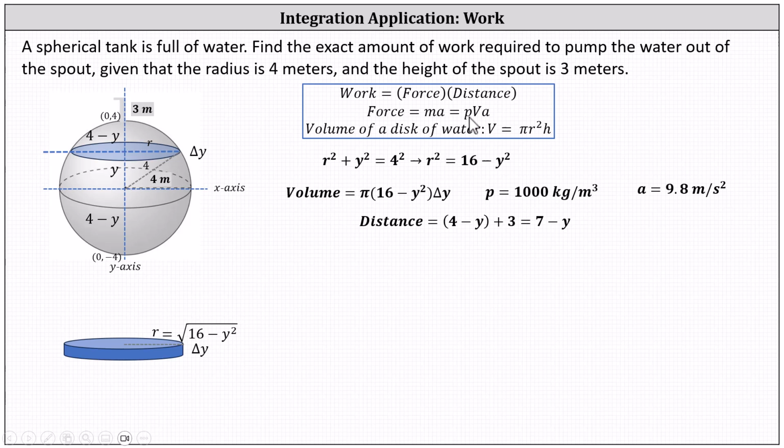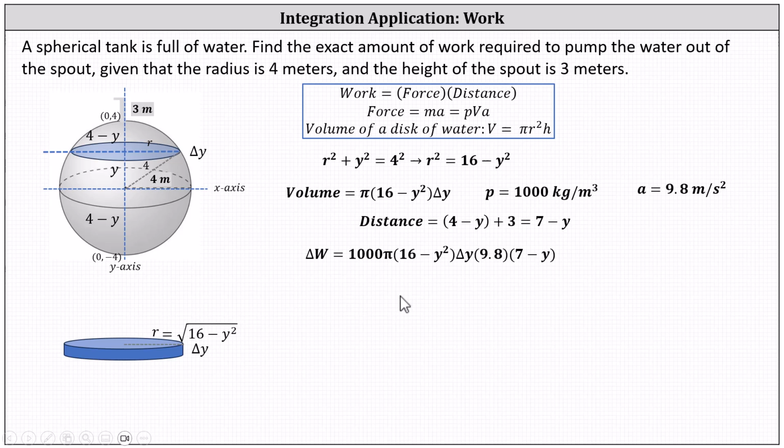Again, that would be density times volume times acceleration times distance, and therefore delta W equals 1,000, the density of the water, times pi times the quantity 16 minus y squared times delta y, which is the volume of the disk of water, times 9.8, which is the acceleration due to gravity, times 7 minus y, which is the distance to the top of the spout.